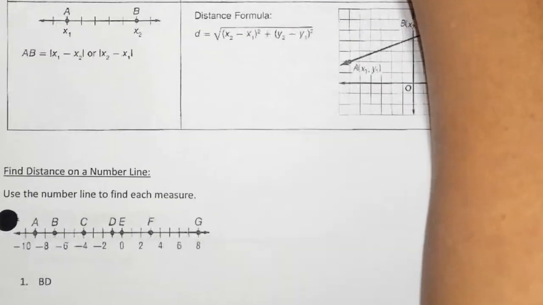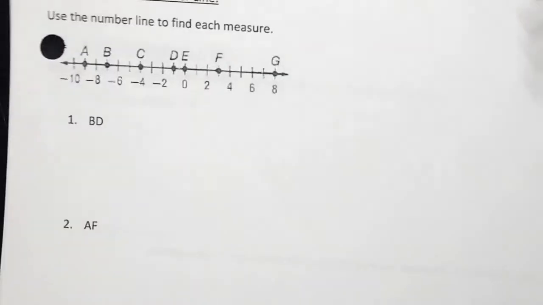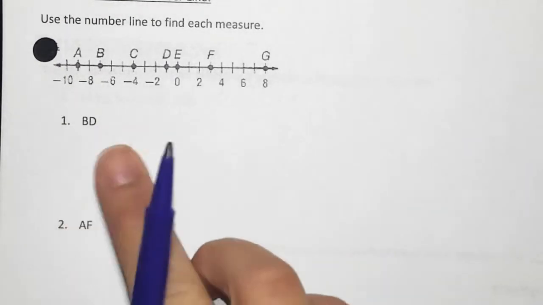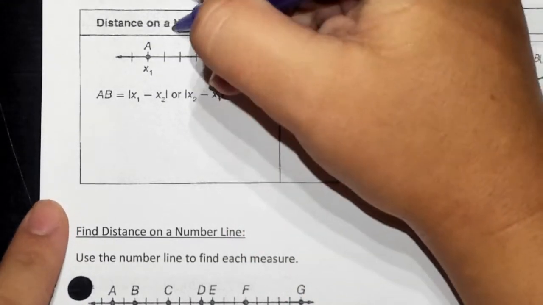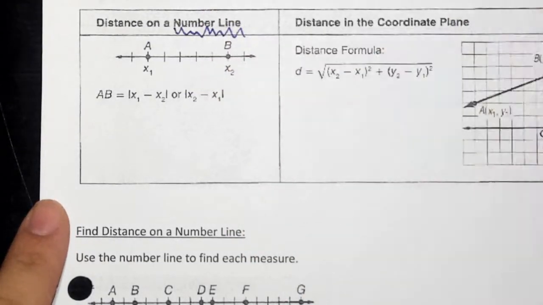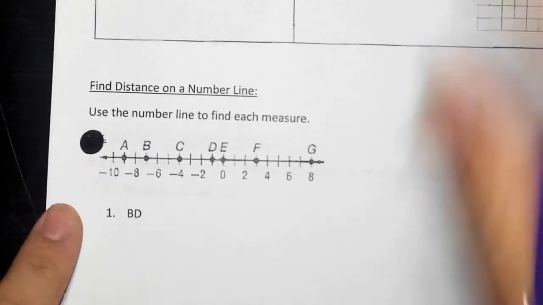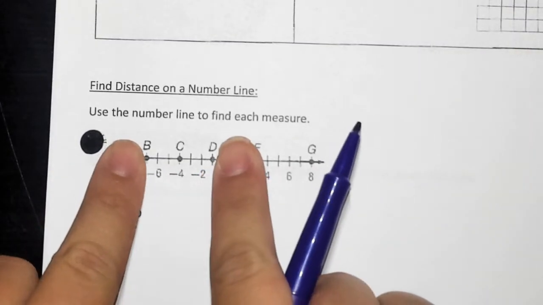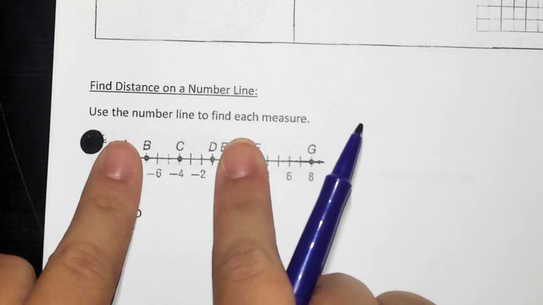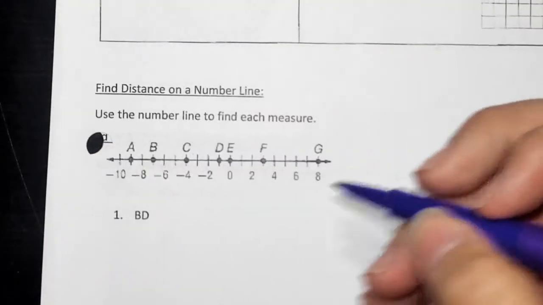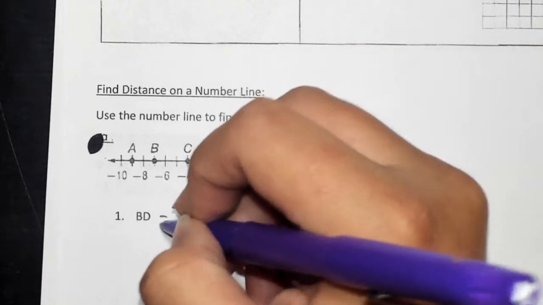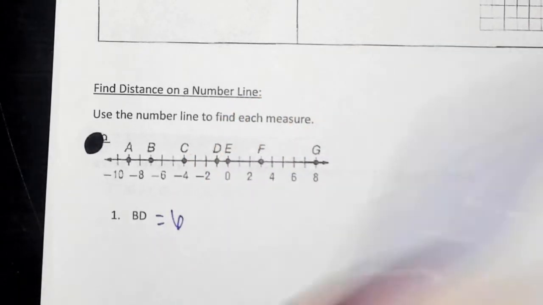So let's go ahead and look down here. Find the distance on the number line. Number 1 says find from B to D. Well, you could use these formulas right here. This is for number line. And I'll show you how. But distance from B to D. Can't I just count the spaces? Yeah. So 1, 2, 3, 4, 5, 6. So the distance from B to D is equal to 6.